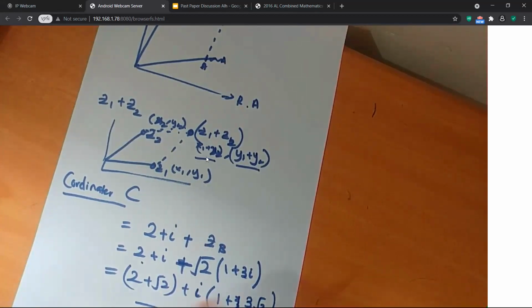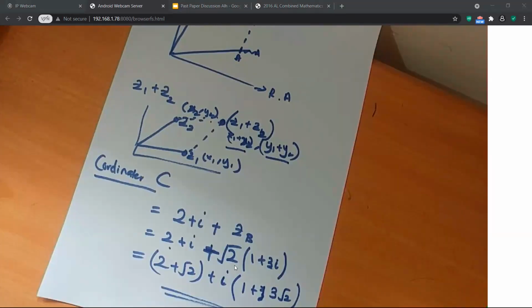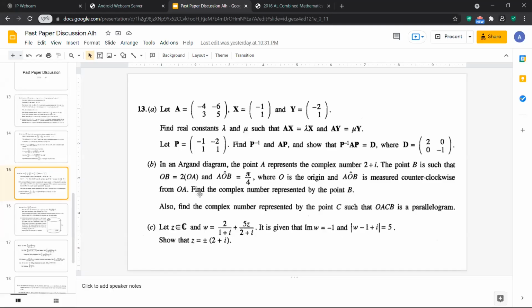Do you get it? I hope there are no questions, so I'll move on to the next part. The final part is part C. We have done the second one. So Z is a complex number, and W is also a complex number with Z as part of it.